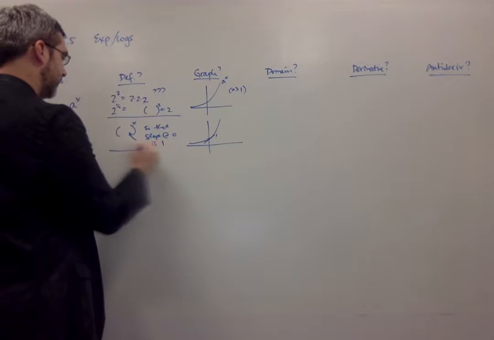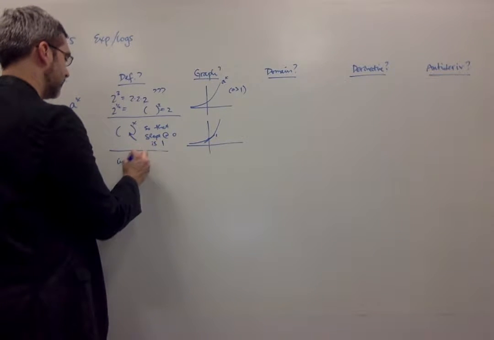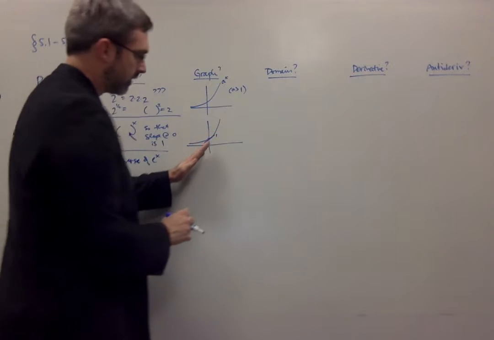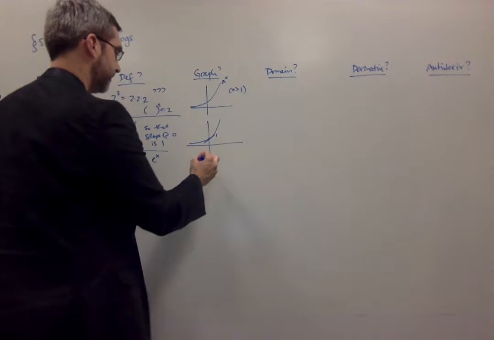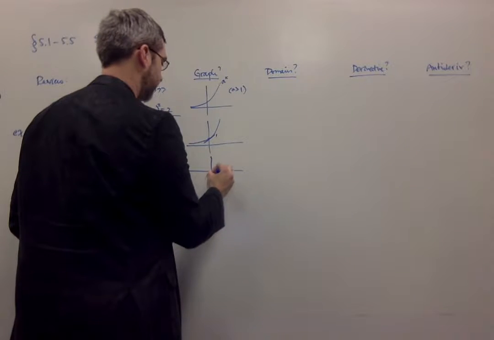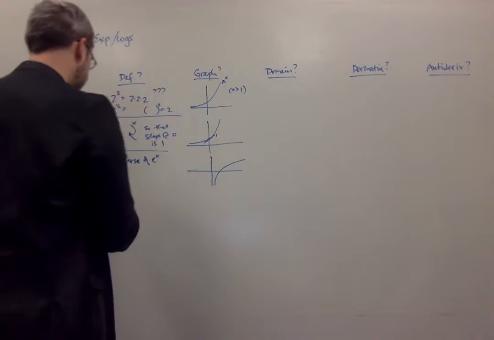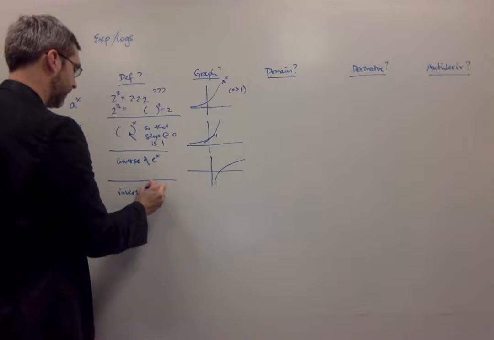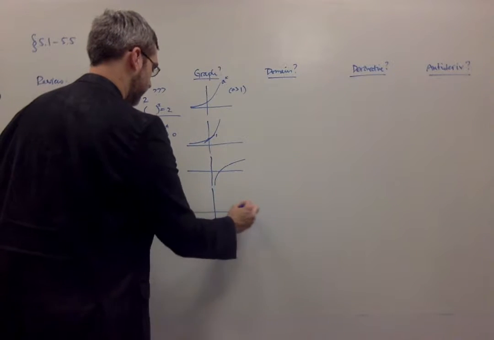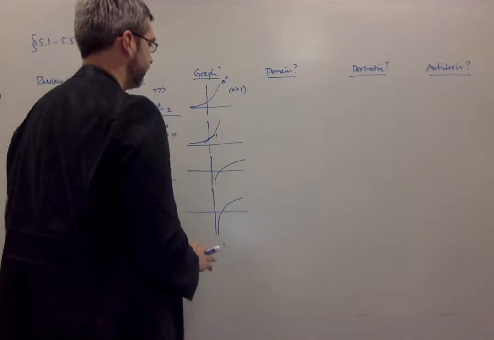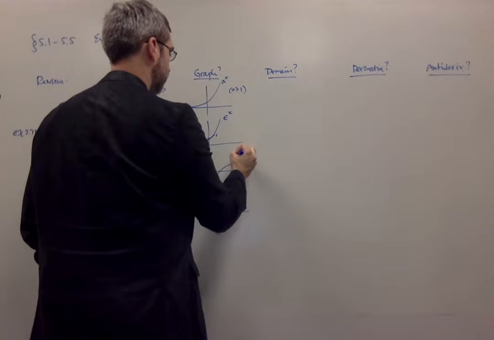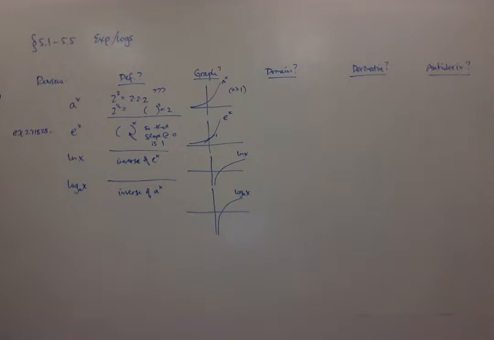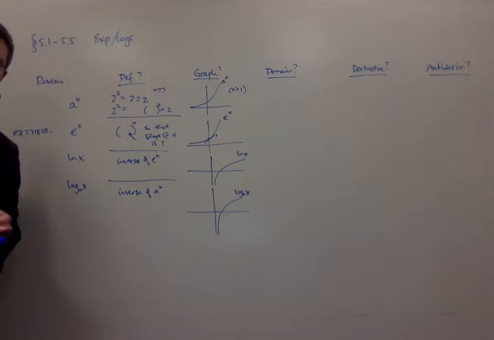Natural log, then, is the inverse of e to the x. And we talked about how to get an inverse. You basically draw the line y equals x and flip. So the natural log function looks like this, right? And then log base a of x is the inverse of a to the x. Okay, and that one looked like, again, okay, this is e to the x, natural log of x, log base a of x. Is this bringing back memories? Remembering these things?